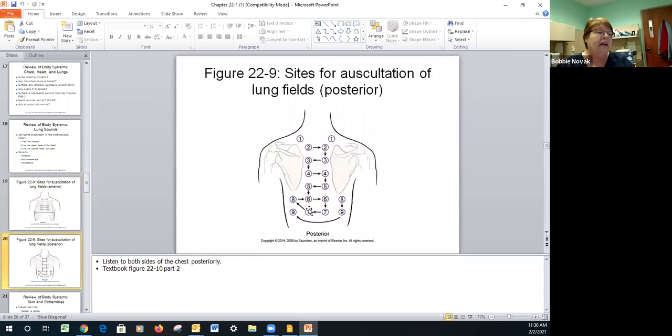On the back, we have 9 areas we want to listen to. And here again, we start above the shoulder blades and move down through the shoulder blades and then across the back. Okay. And then wide out here because you have a lobe down there. All right. But you're basically staying within the rib cage.